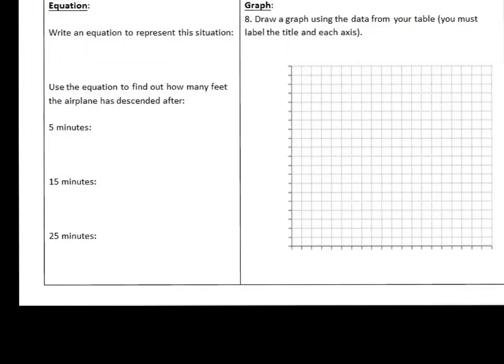The equation. So let's look at this equation. It says write an equation to represent this situation. So y, which is our current level, is going to equal 2,100, that's where we started, minus 70, that's our unit rate, times x number of minutes. So let me go ahead and mark what each of these mean. So y would be our current feet. 2,100 is going to represent our start.